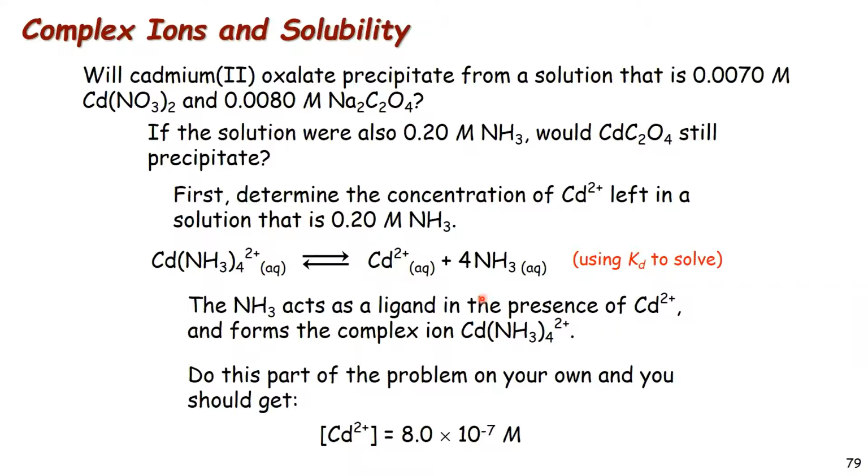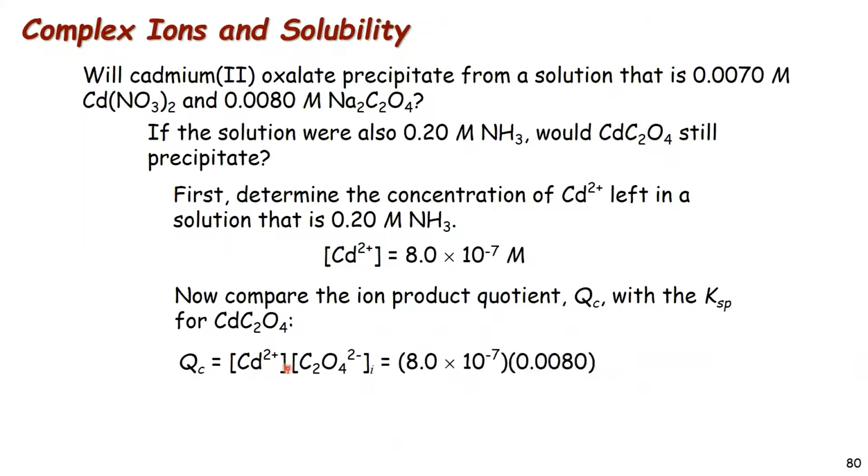Then we're going to set up the equilibrium constant expression for KD. Again, we're going to assume that the plus and minus X terms are small, and we can ignore them. Solve for X. Go back and check that our assumption was correct, and it is in this case. That means X is the concentration of free cadmium in solution. So now all I have to do is plug this into the Q expression, except this time, instead of the 0.007 molar, now all I have is 8 times 10 to the negative 7 molar cadmium and the 0.008 molar sodium oxalate.